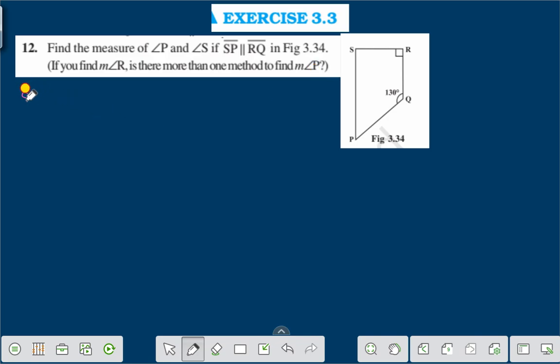Let us solve this in this way. SP is parallel to RQ. Here angle R and angle S are on the same side of the transversal.